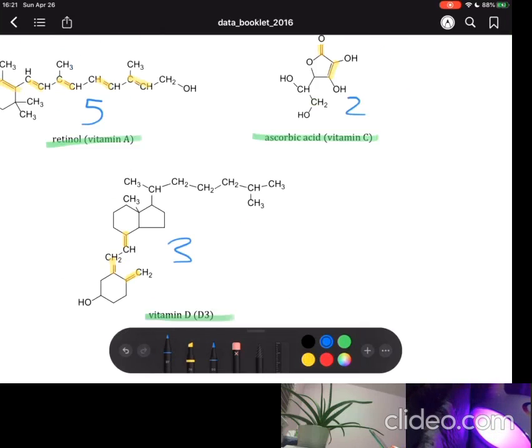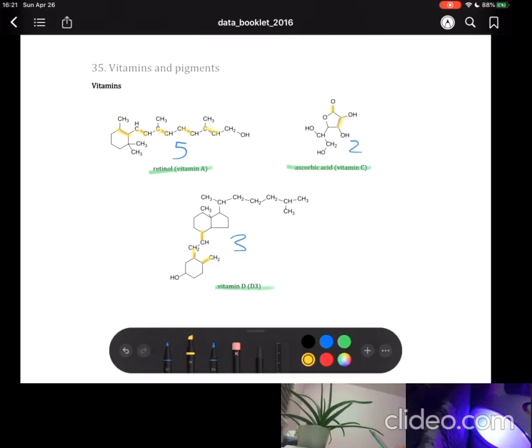And so looking at all 3 of these, vitamin A clearly has the longest conjugated system, which implies that it would be the most likely to be a colored compound. However, if you remember from before, usually a compound is considered colored if it has about 8 conjugated double bonds. So really, none of these are truly colored. Yeah.